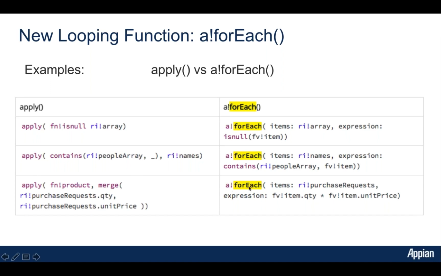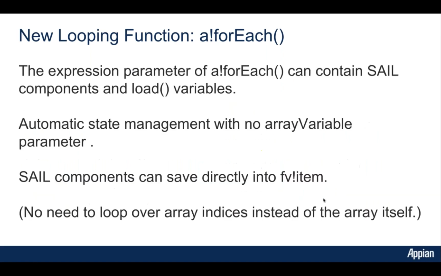So let's make it much simpler with a!forEach. So I want to do forEach my items. This is my array, all my purchase requests, and my expression is, well, I just want to do the current item quantity, current item dot unit price. So you can see I can just directly use the fv!item and get to all of its data subset elements. So I can see all the sub-elements of that data dictionary, and I just apply the multiplication function using the star right there. So much more intuitive way of iterating over all that content.